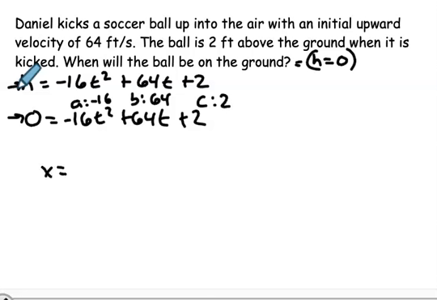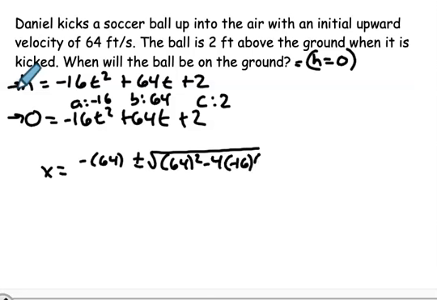I could try to look at factoring it, but it'll be complicated with the negative a term. So x equal to negative b, that's negative 64, plus or minus the square root of b squared, which is 64 squared, minus 4 times a, which is negative 16, times 2, which is c. All of this is over 2 times a, which is negative 32.